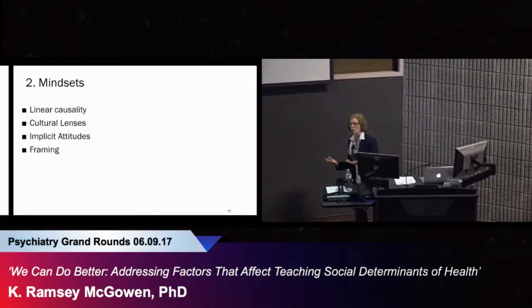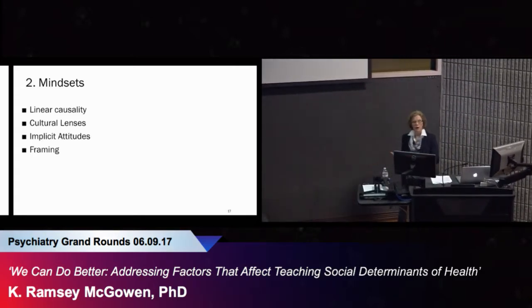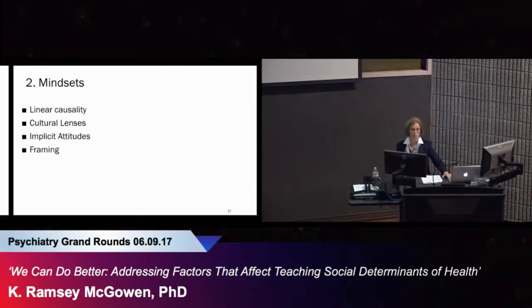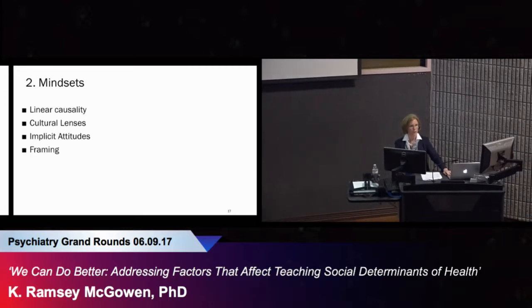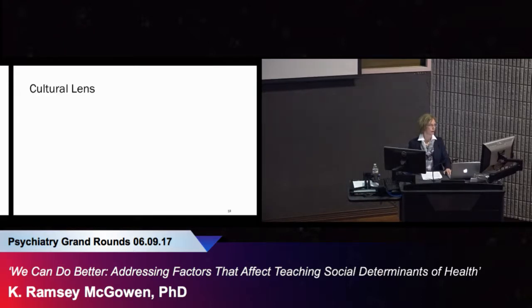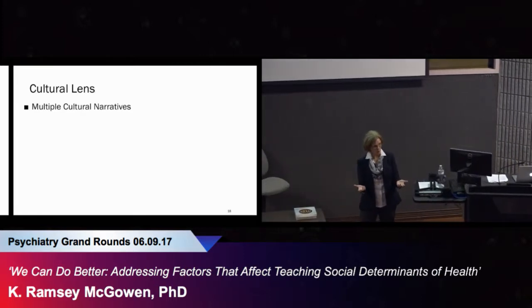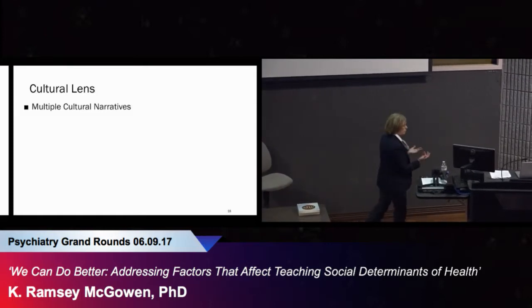Most of you probably know about implicit bias, but there are other kinds of cultural messages and narratives that we absorb that affect our understanding of social determinants and therefore how we teach it. Talk some about implicit attitudes and framing. So every culture has multiple narratives. I'm not saying the United States only has one. So we have multiple narratives.